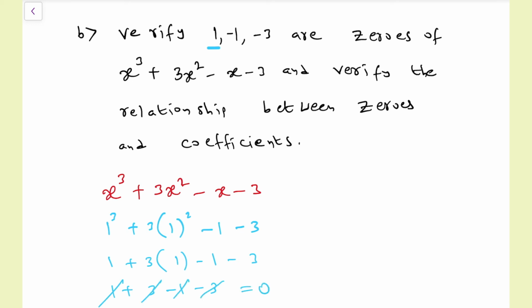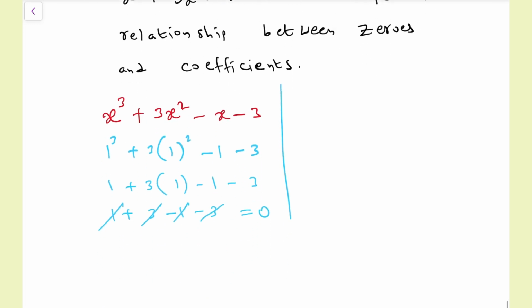So it means plus 1 is 0. Confirmed. Next, substituting minus 1. So we will get (minus 1) whole cube plus 3 into (minus 1) whole square minus of minus 1 minus 3. (Minus 1) whole cube is minus 1, plus 3 into (minus 1) whole square is plus 1, minus into minus 1 is plus 1, minus 3 as it is.